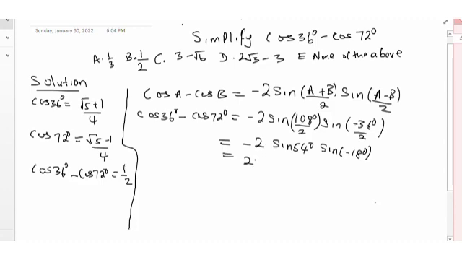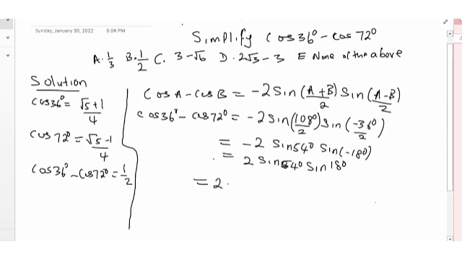So 2 sine 54 degrees, sine 18 degrees. So don't forget, sine 54 degrees and cos 36 degrees will have the same value, because 54 degrees and 36 degrees are complementary angles. The same thing goes for 18 and 72.